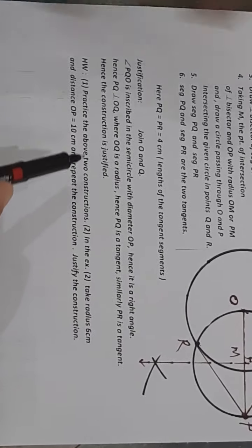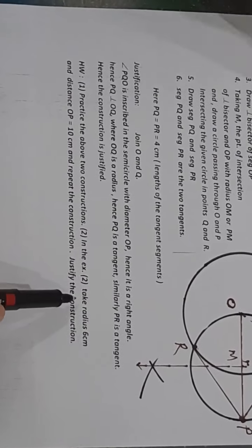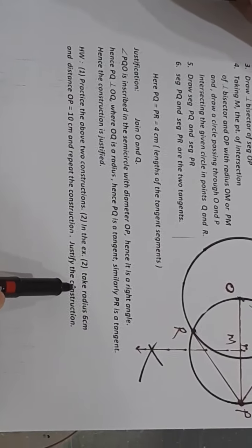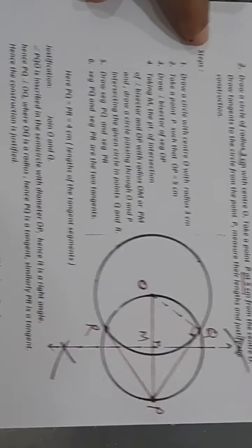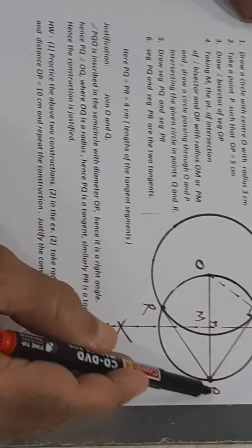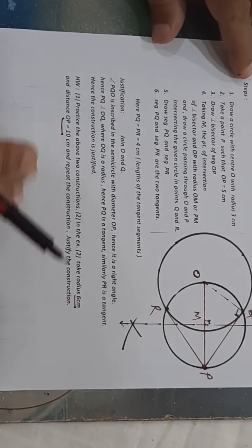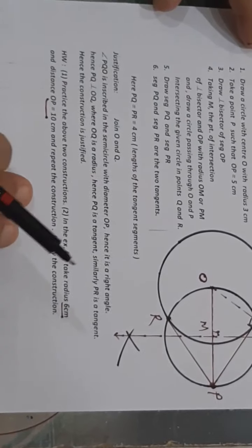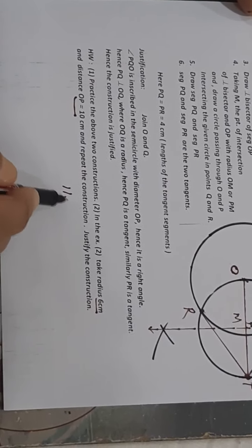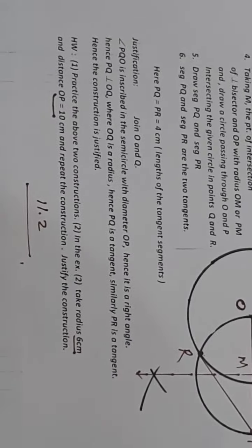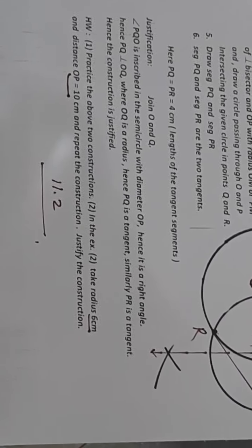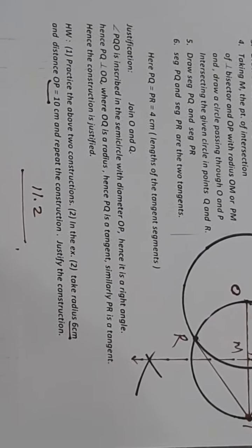Now here I have given you homework. Practice the above 2 constructions again. And in the exercise, in question 2, example 2, here I have taken radius 3 centimeter. You practice taking the radius 6 centimeter and taking the point P at 10 centimeter. This is your first construction from your exercise 11.2. So you practice at home and upload it on the WhatsApp group so I can check your construction. Okay guys, I hope that you must have understood. Thank you very much.